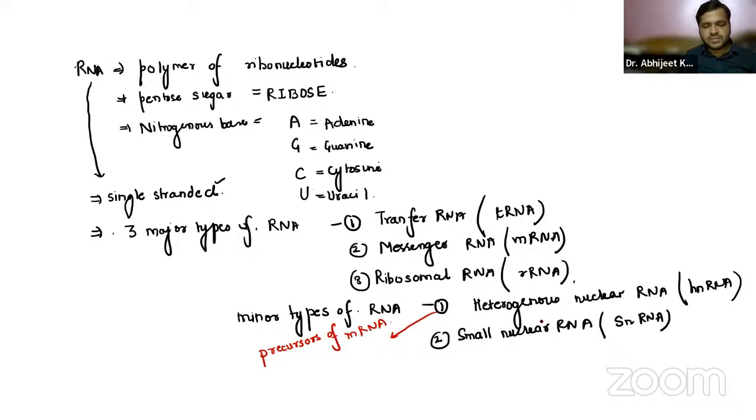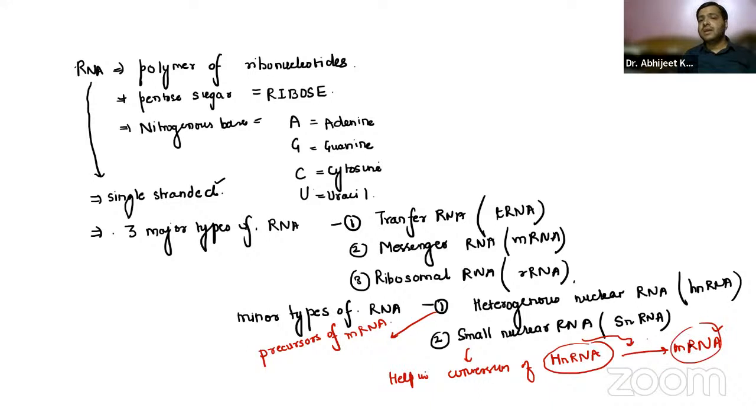The small nuclear RNA basically helps in the conversion of heterogeneous nuclear RNA, that is hnRNA, to mRNA. Very, very important. The mRNA precursor is hnRNA. From hnRNA only will mRNA be formed. And the one helping in the conversion of hnRNA to mRNA is the small nuclear RNA.